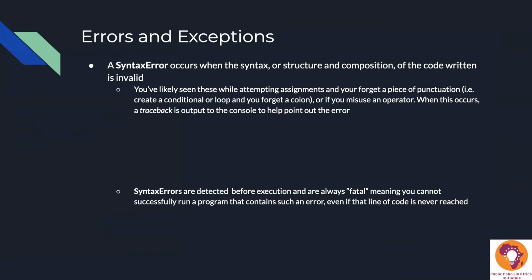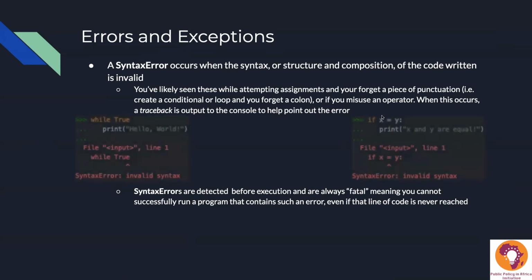So you've likely seen these while attempting assignments, where you forgot a piece of punctuation, like you're trying to create a conditional or a loop and you forget to include a colon at the end of the conditional or of the loop definition, or if you misuse an operator, like in the first assignment when you were trying to add a number or concatenate a string to a number. If you didn't cast that number to a string first, you would have seen a syntax error specifically. When a syntax error occurs, a traceback is output to the console to help point out the error and a few different details on it.